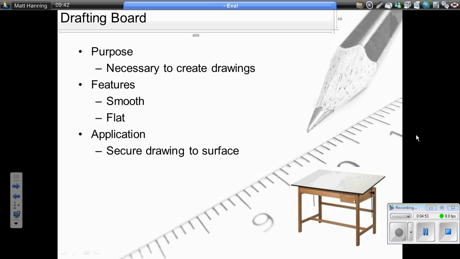It'd be rough. How many of you have drawn something, hit an eraser or something, and it makes a big dark spot on your paper? You want a smooth, flat surface so your line's consistent.